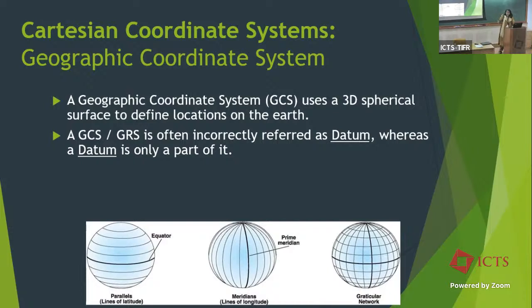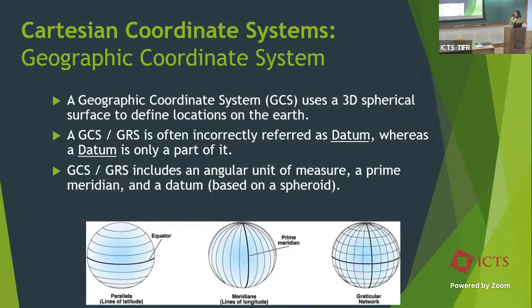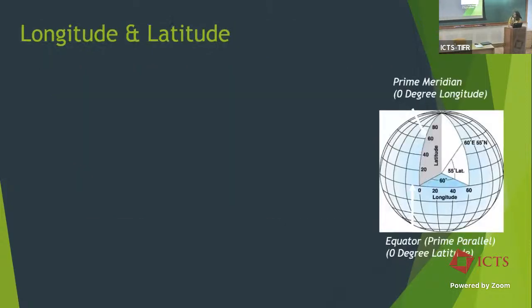So a datum is actually a part, a subset of the coordinate system, right? Any doubts? This is really important, because this is where a lot of confusion comes up in a GIS context. I have some examples a little later on. I will show some. So a GCS also includes an angular unit of measurement, a prime meridian, and a datum based on a spheroid. Okay, clear? So example is your lat-long.